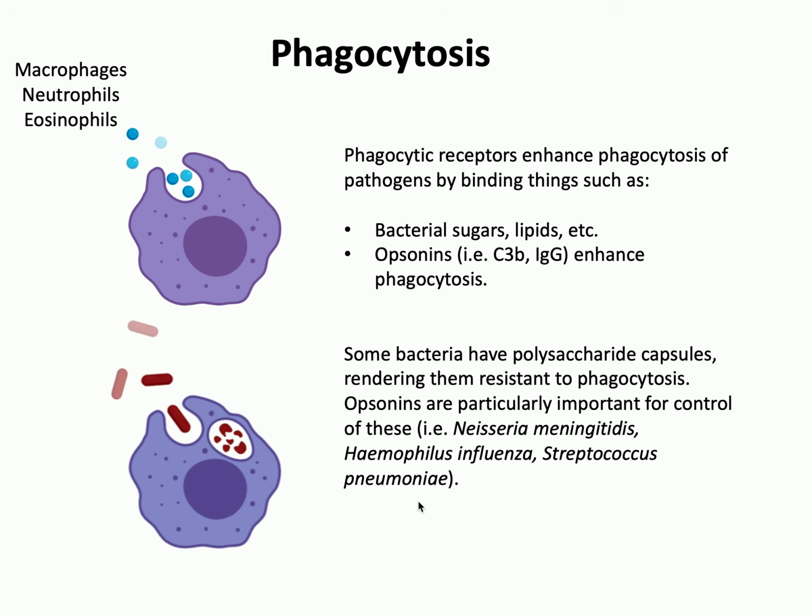destroy the pathogen. It's important to note that some bacteria are very resistant to phagocytosis because they have polysaccharide capsules. In this case, opsonins are critically important for control of these pathogens. And I've listed a few of those pathogens here. You may not have discussed these pathogens in any great detail in your education thus far, but when you come across them, you will learn more about their polysaccharide capsule and be aware that these pathogens require opsonins for their clearance.